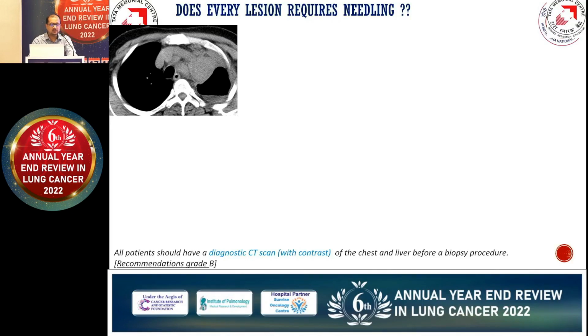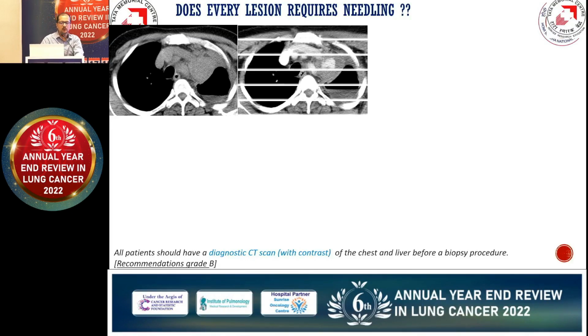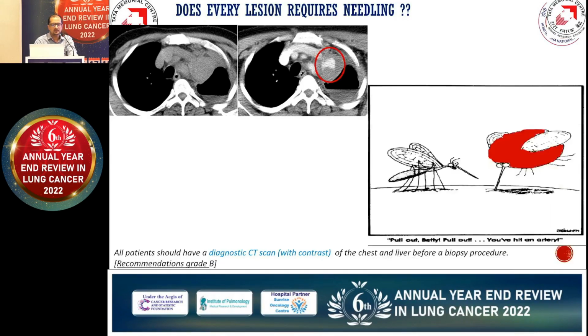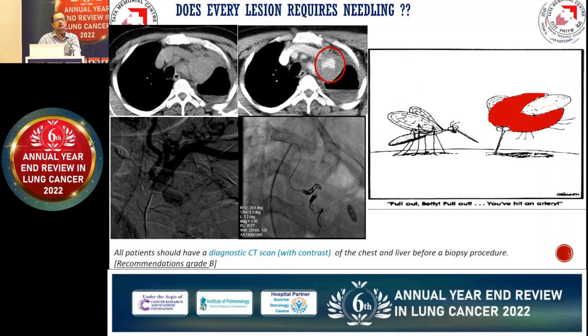So does every lesion require needling or a biopsy? The answer to this question is no. When you do not have a contrast scan, it is just a plain scan, we see a mass lesion in the left upper lobe. When you do a contrast scan, there is a pseudoaneurysm arising from the internal mammary vessels, and this can be easily coiled via an interventional approach, and then coiling is done.